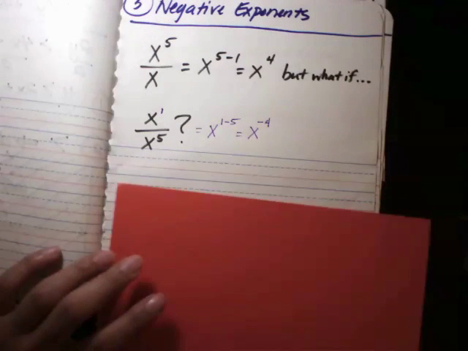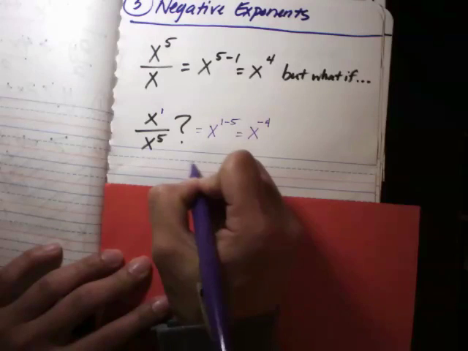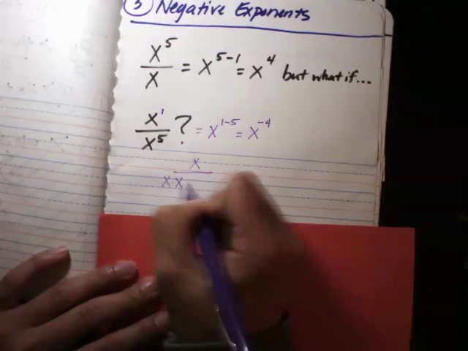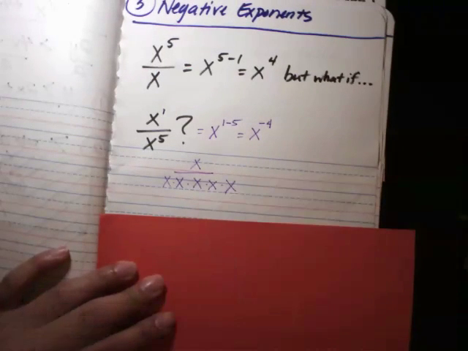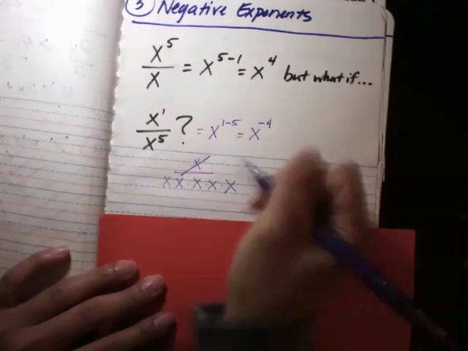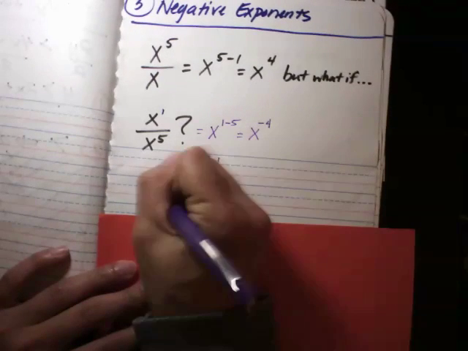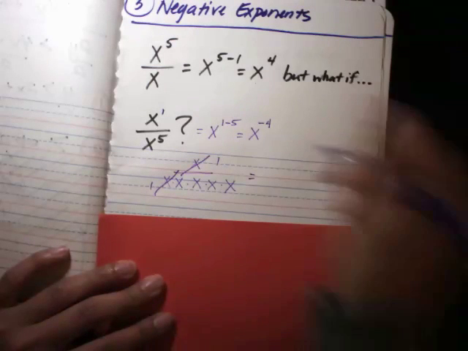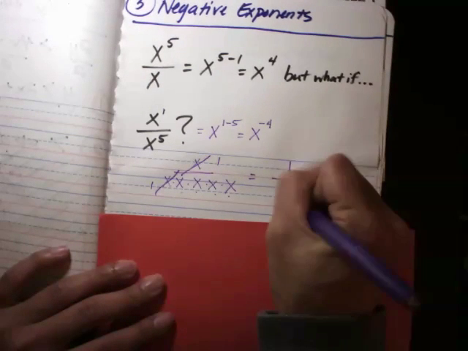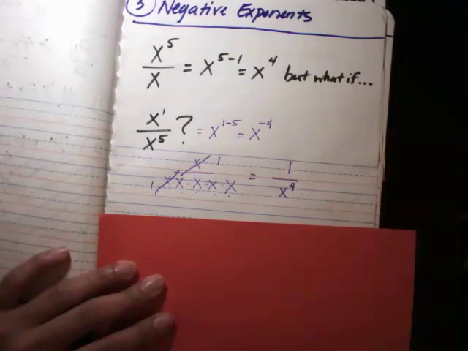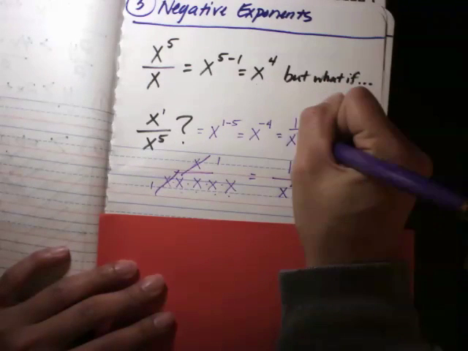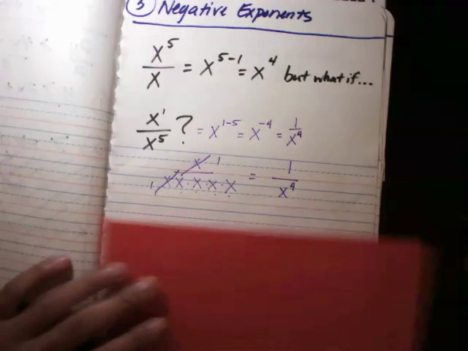Well, when in doubt, we can just write it out. We have x divided by x times x times x times x times x. We can simplify because we have common factors. I can cross that out, I can cross this one out. Goes in once, goes in once. So in the numerator we'll have 1. In our denominator we'll have 1, 2, 3, 4, x to the 4th. So that means that x to the negative 4 is the same as 1 over x to the 4th.